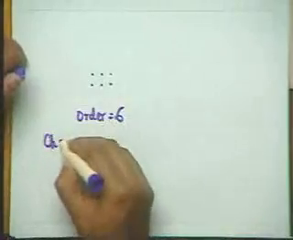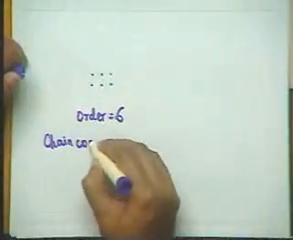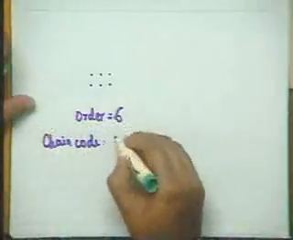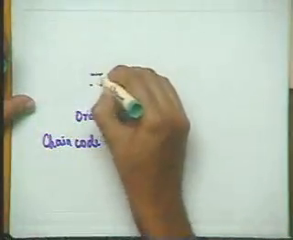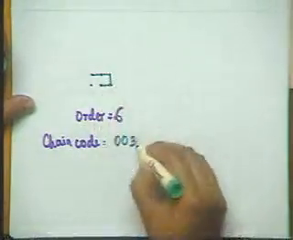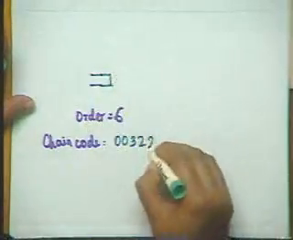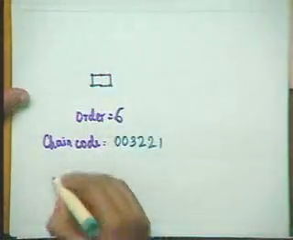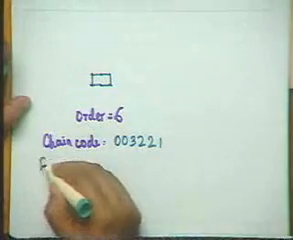Tell me the chain code. 0, 0, 3, 2, 2, 1. 0, 0, 3, 2, 2, 1. Alright. What is going to be first difference chain code?